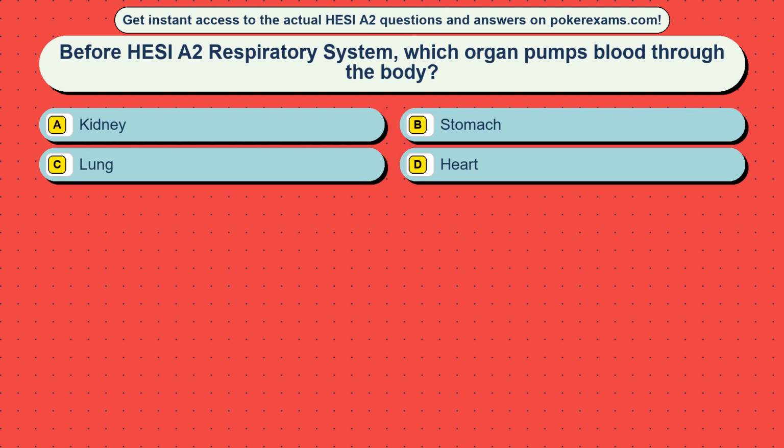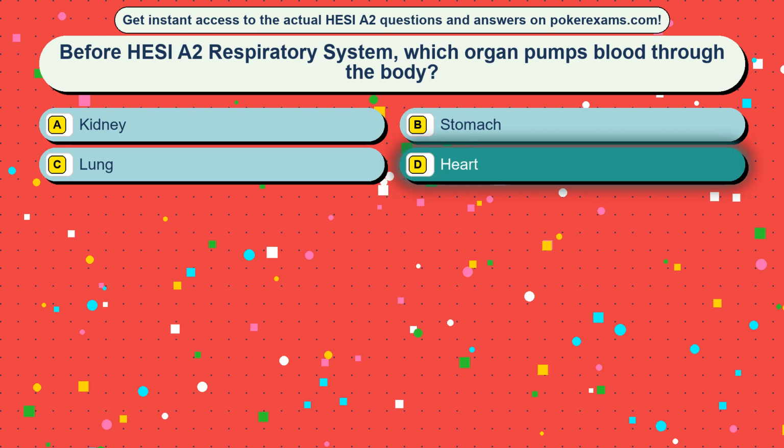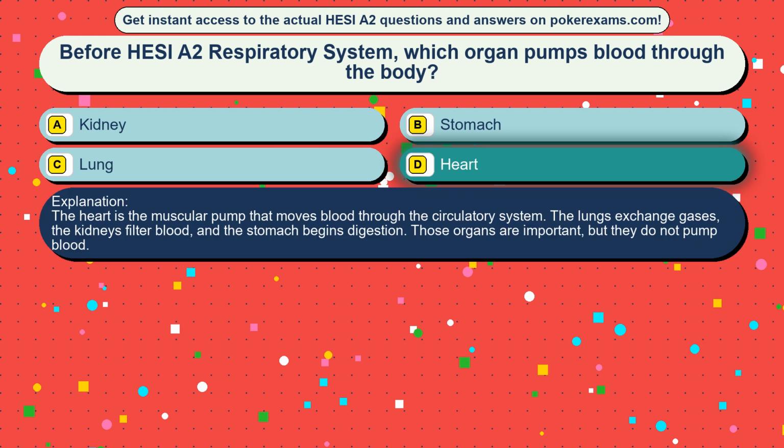Question 15. Before HESI A2 Respiratory System, which organ pumps blood through the body? Option A kidney, option B stomach, option C lung, option D heart. The correct answer is option D, heart. The heart is the muscular pump that moves blood through the circulatory system. The lungs exchange gases, the kidneys filter blood, and the stomach begins digestion. Those organs are important, but they do not pump blood.